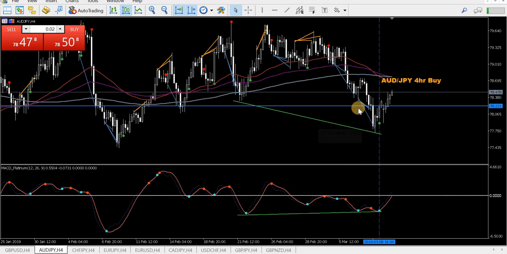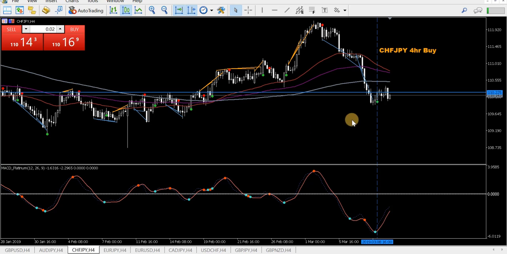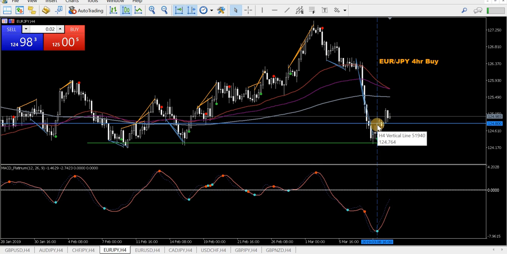So the Aussie yen took a buy, it's going up nicely. There's a buy, dropped against me, going up nice, so it's going well. That's a 4-hour one identified. Swiss yen, buy, not going so well, but it might be starting to pull back up now. Euro yen took the buy, going up nicely, that's all right. Going up nicely, pull back, but it's starting to recover again.